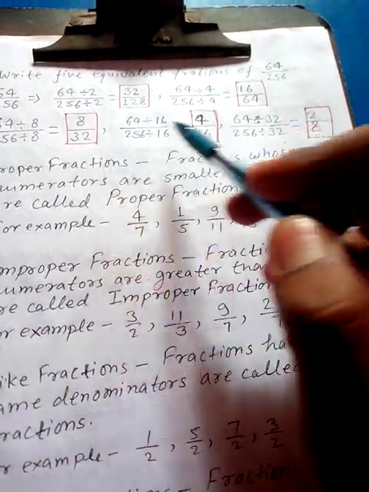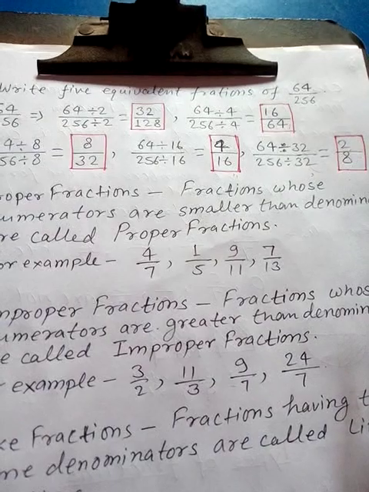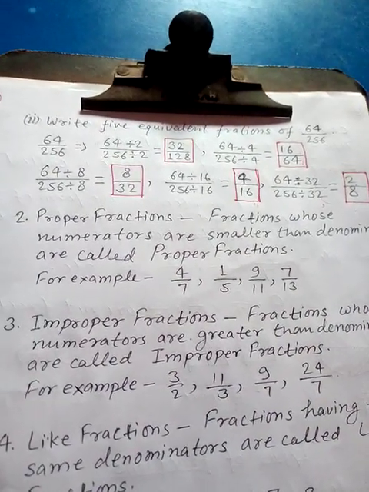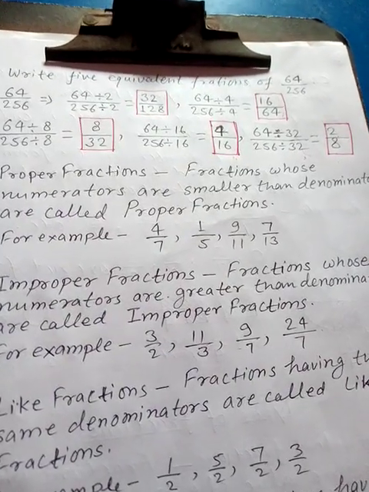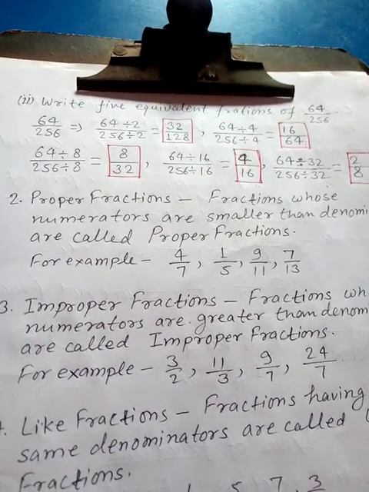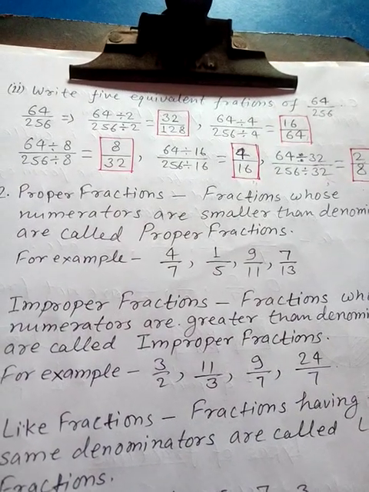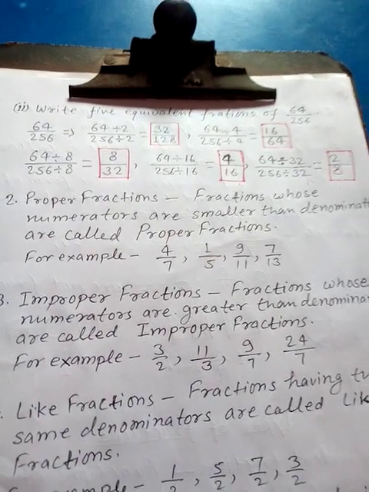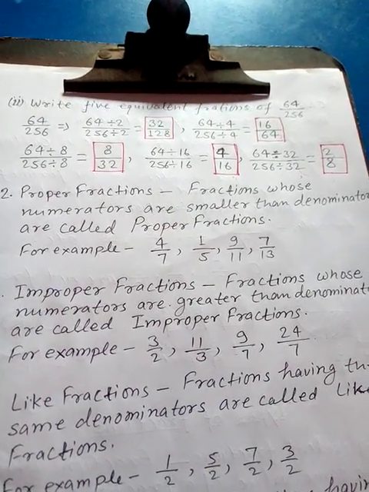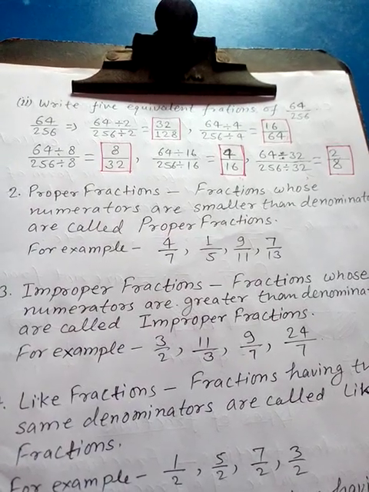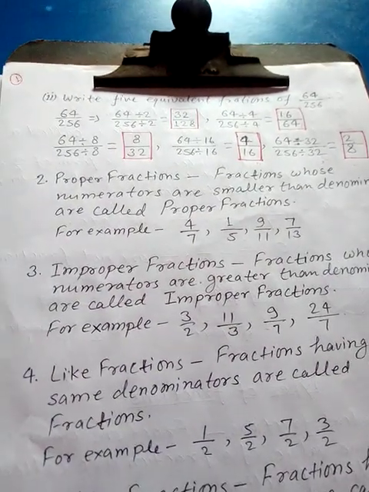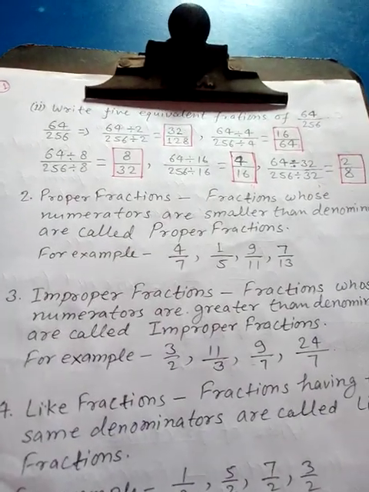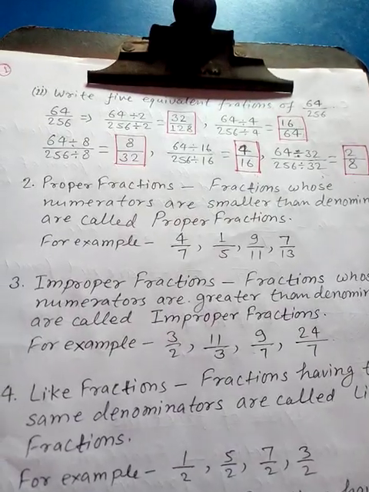These are also equivalent fractions obtained by division, and the previous ones were obtained by multiplication. It means if you have to find an equivalent fraction of a given fraction, you can multiply the numerator and denominator by the same number, or you can divide the numerator and denominator by the same number. You will get the equivalent fractions.